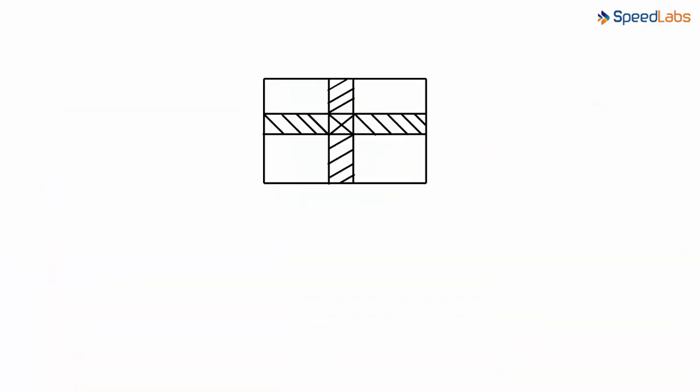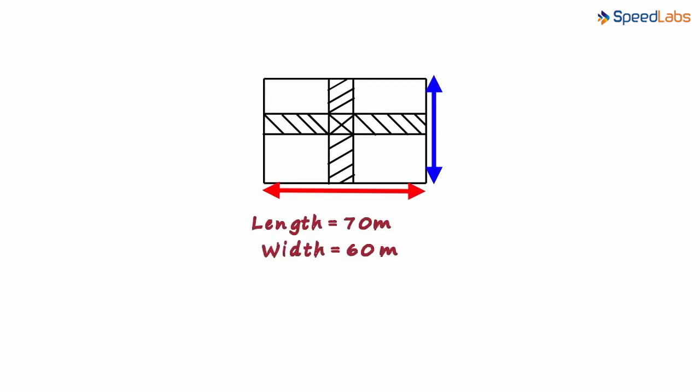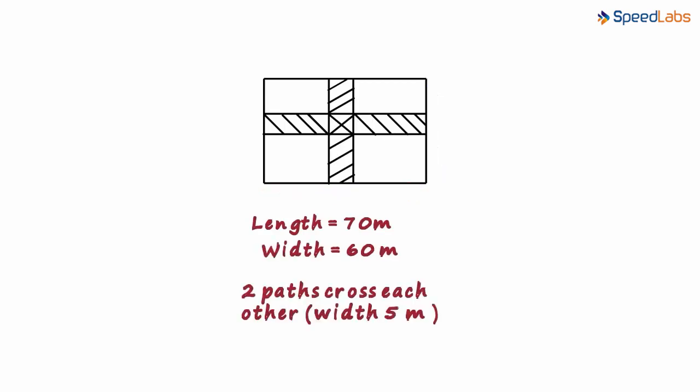Look at this figure now. It is a scaled down figure of a rectangular park. The length of the park is 70 meters and its width is 60 meters. There are two paths that cross each other in between. Both of them have a uniform width of 5 meters. This will be 5 meters and this too will be 5 meters.